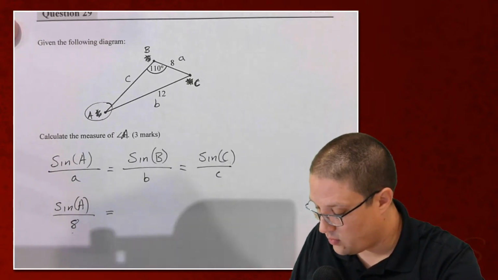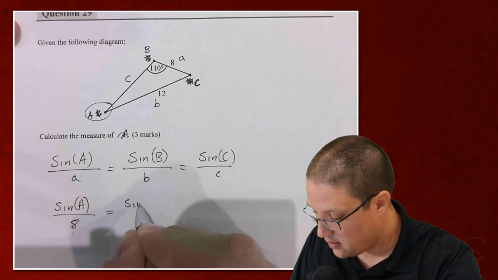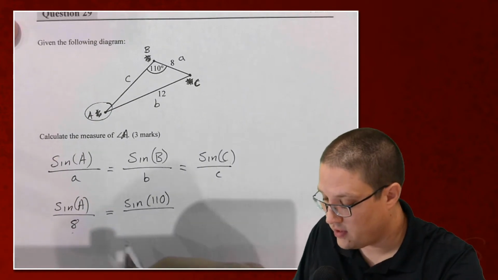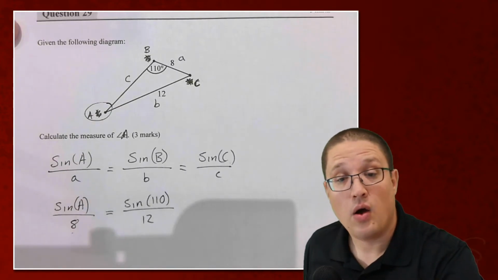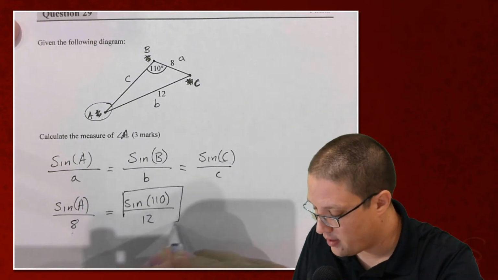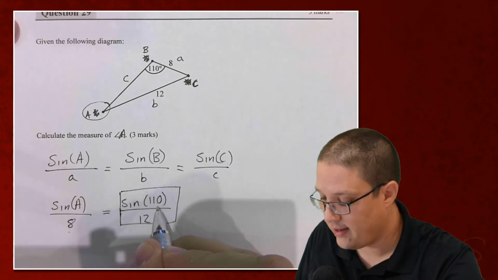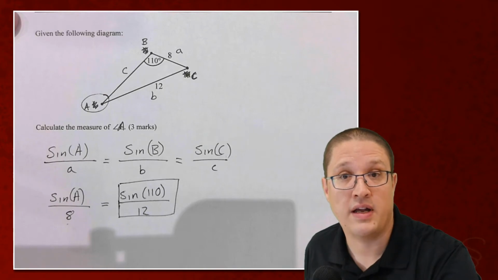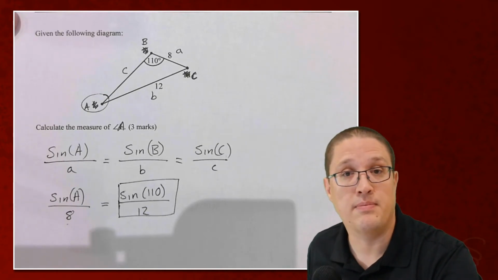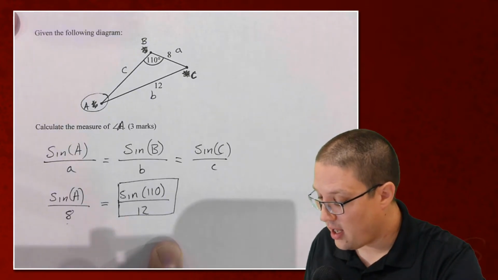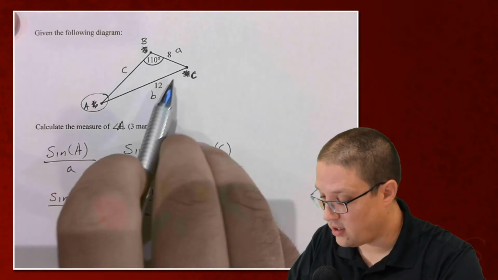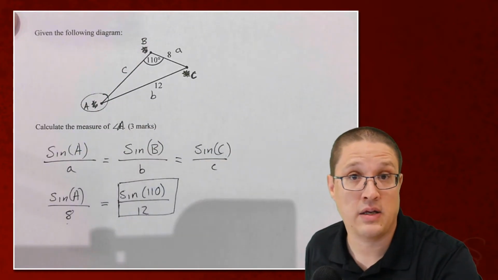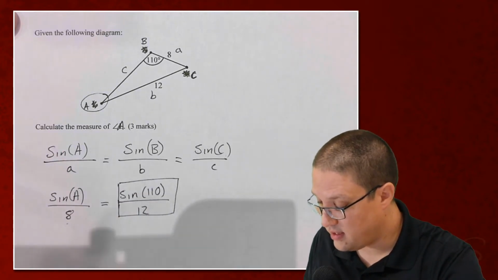Now let's fill in the rest. We have sine of angle B, 110, over side B, which is 12. Right away, I have a completed pair here. I have angle B on top, and I have side B on the bottom. To use sine law, you must have a completed pair. If you do not have a completed pair, you cannot use sine law. I'm not even going to write the sine C here because I know I don't have angle C and I know I don't have side C, so I can't use it at all. So this is enough.